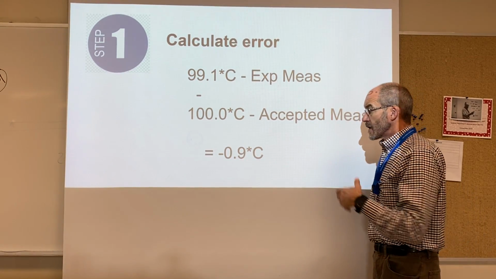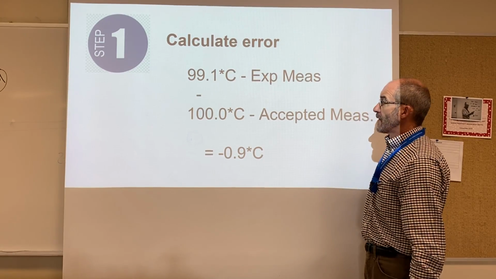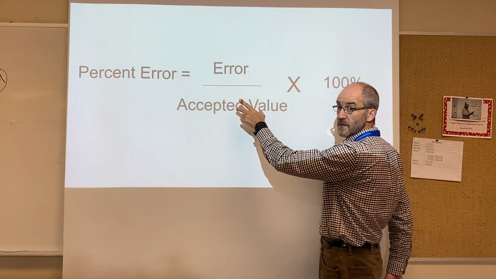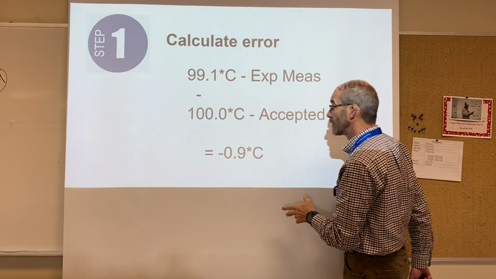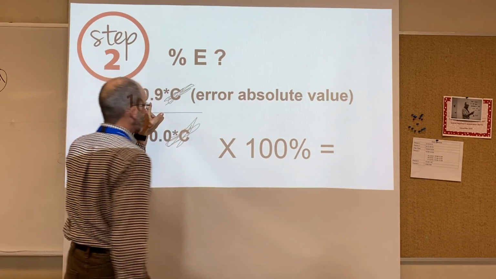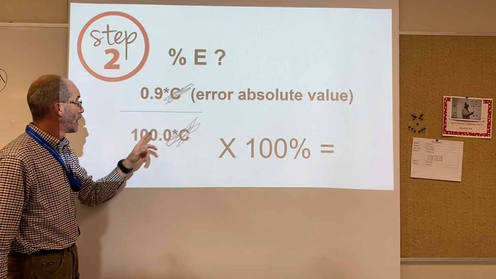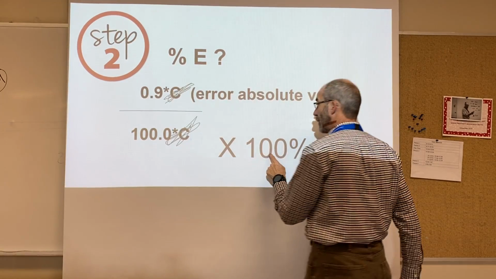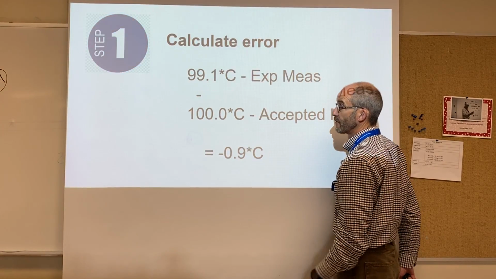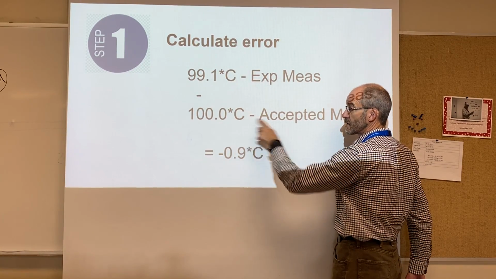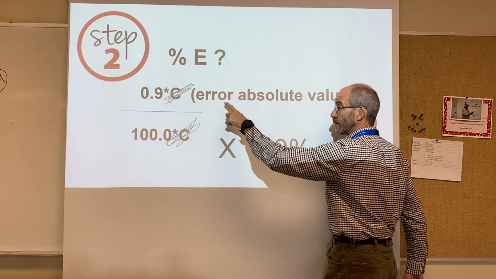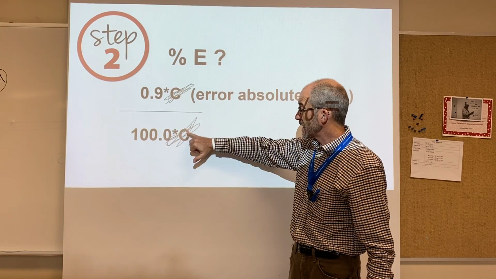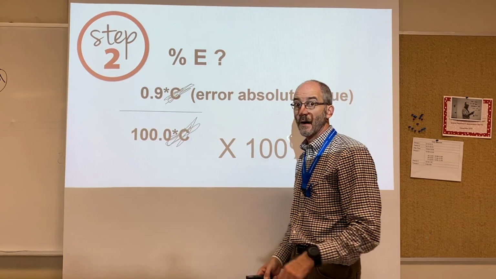Now, here it is. That is our error. That is not our percent error. So now we take this value and we just simply plug it into this equation, yeah? We take our 0.9 because we're taking the absolute value, and we divide it by the accepted value. And then we multiply by 100. So that is our second step. Our first step was to calculate error, okay, simple subtraction. Our second step was simply to do this division and multiply by 100. Notice I have these scribble lines through the degrees Celsius because they're going to cancel out, all right?